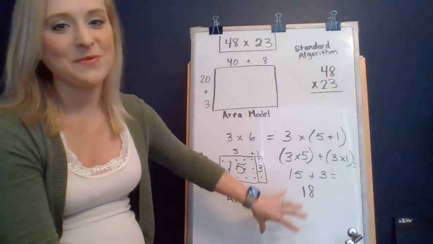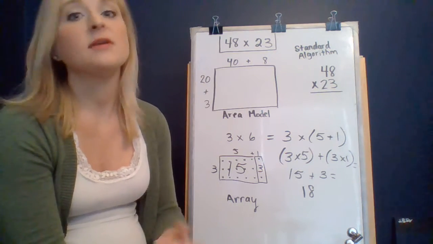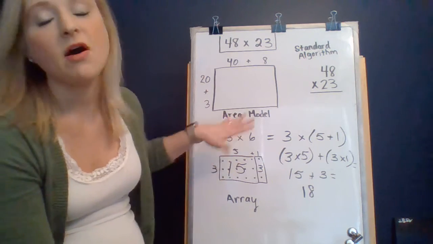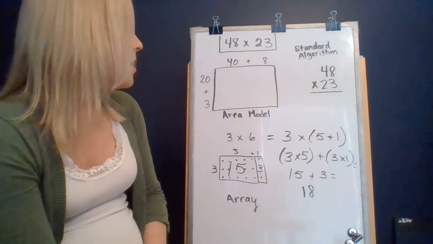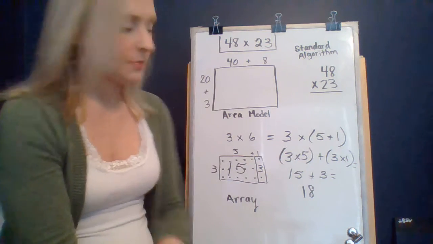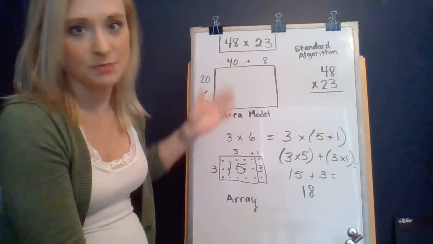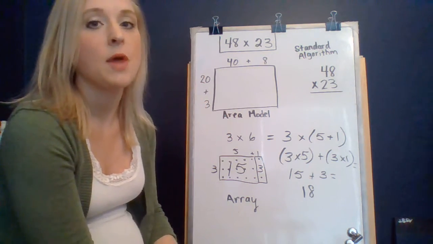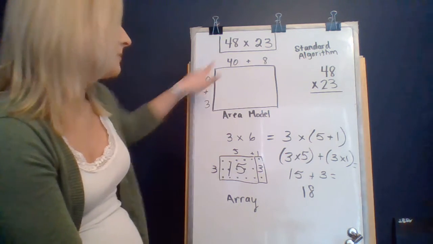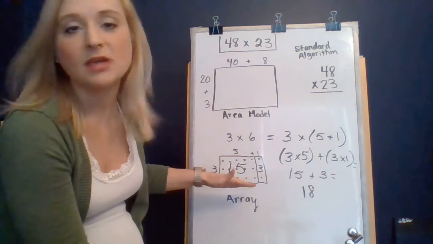But how do we go from that to larger numbers like 48 times 23? Well, we can apply the same kind of property, the distributive property, to help us solve larger problems that involve 2-digit numbers or 3-digit numbers or 4-digit numbers, okay? So this is called the area model. And that's because we know that when we find the area of a rectangle, we are finding the length times the width. So it kind of follows the same pattern of the multiplication array.